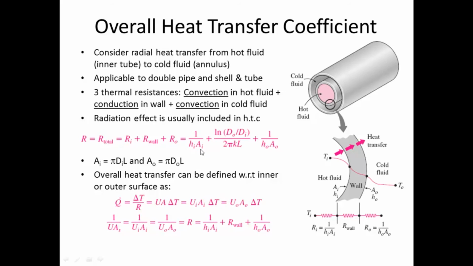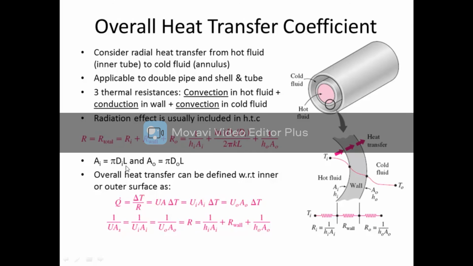The inner area AI and the outer area AO are expressed as pi d l. In case there is a radiation occurring, the heat transfer coefficient H is defined so as to include the combined effect of convection and radiation.